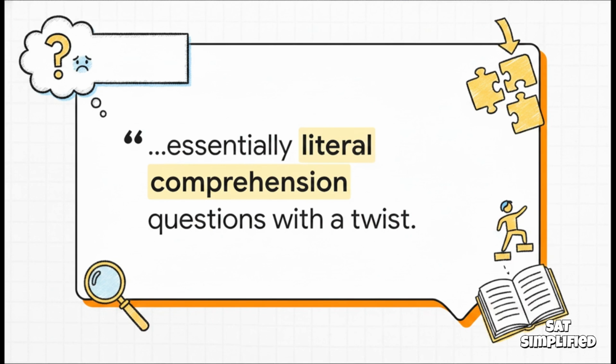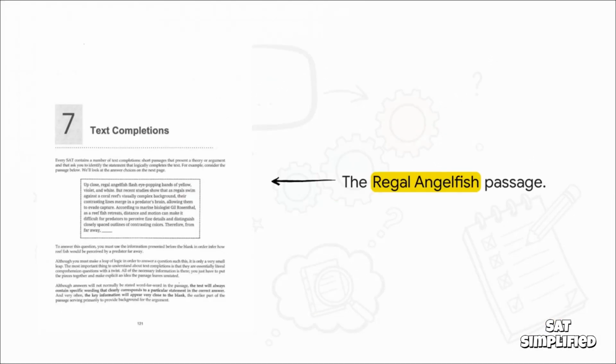It means all the information you need is already literally sitting there in the text. You just have to put the puzzle pieces together and make explicit an idea the passage intentionally left unstated. Yes, it's a leap of logic, but it is a super small, highly calculated leap. Let's look at an actual SAT text completion passage right from the source material. This one's all about the regal angelfish.